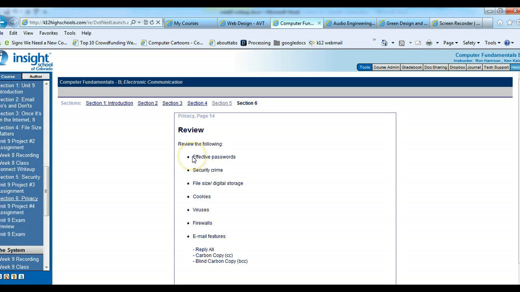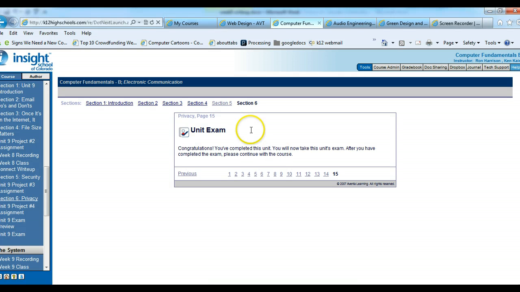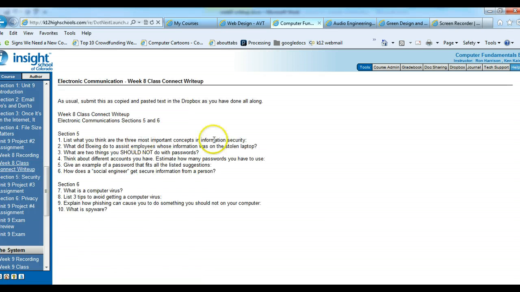So in all of this electronic communication, we learned about all of these things: cookies, viruses, emails, things like that. And now, of course, you're going to do the exam, and right over here is the exam preview. So make sure you go through the exam preview before you do the exam. I'm sure you'll get a better grade. So let's go back to the week 8 write-up. And what is a computer virus? We talked about that. Three steps to avoid getting a virus. Explain how phishing can cause you to do something you should not do on your computer. And what is spyware? We talked about all those.